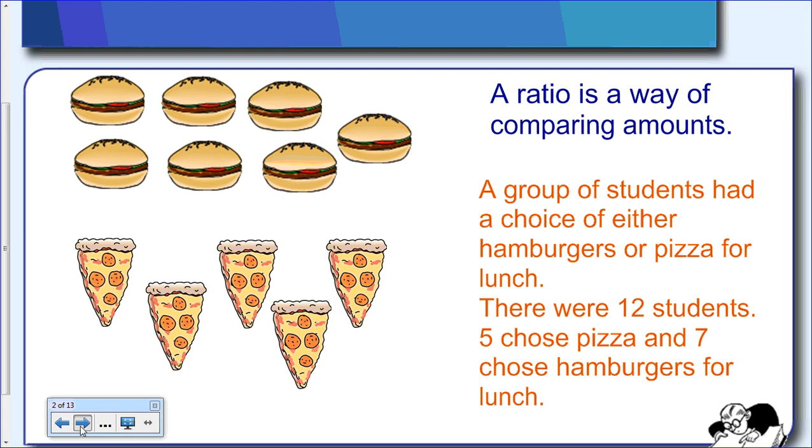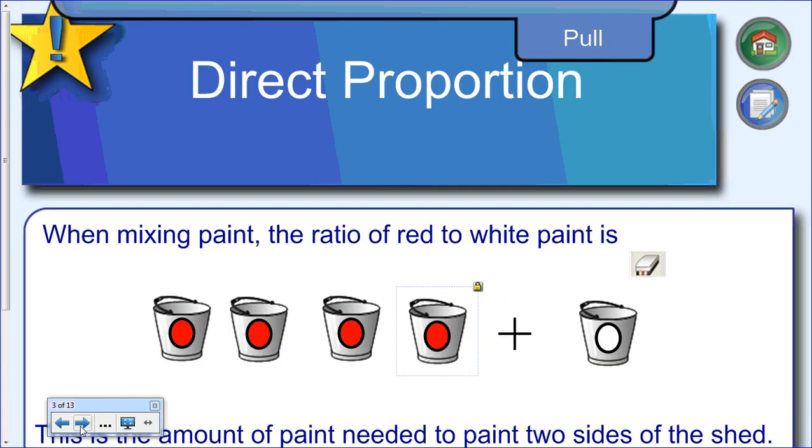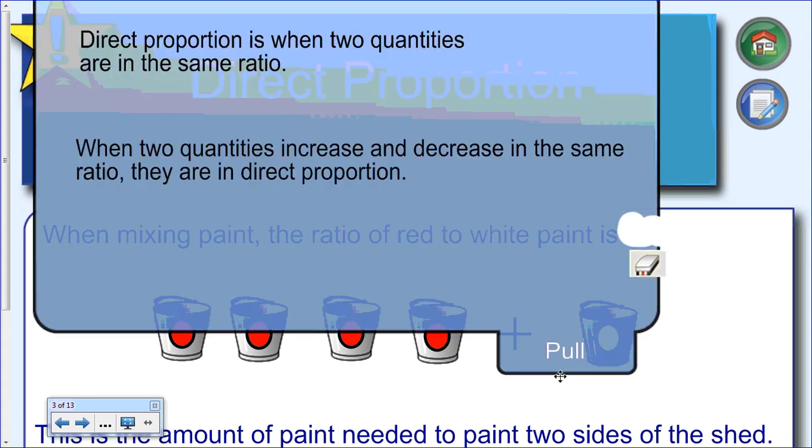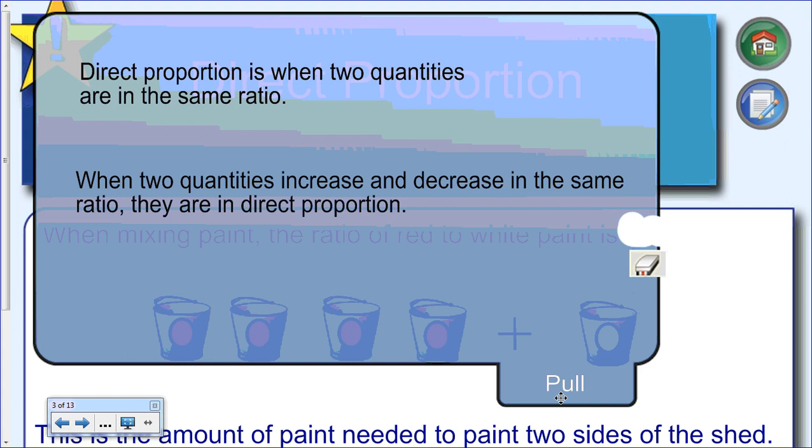So when we went a little deeper than that, what we started looking at was doing a paint job. We started talking about how we would actually do a paint job on a shed, and we started talking about direct proportion. Direct proportion is when 2 quantities are in the same ratio. Whether you're talking about colors of paint or recipes, like the recipe for the buttermilk pancakes we were talking about, when 2 quantities increase and decrease in the same ratio, they're in direct proportion.